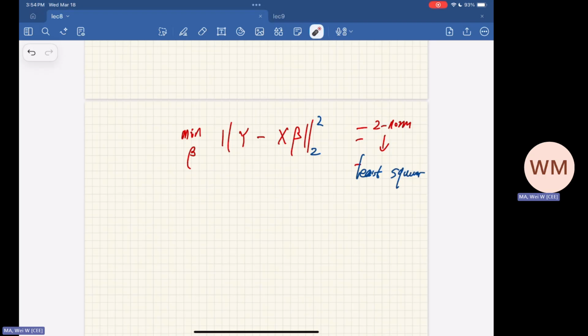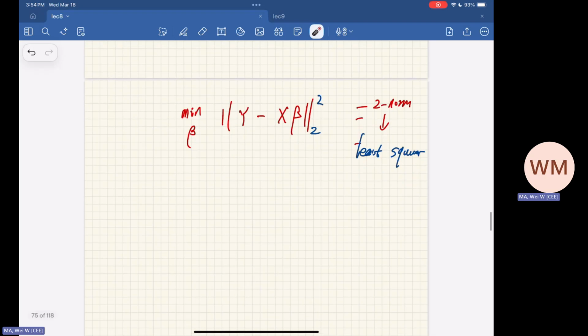Every piece of writing has a meaning. This is rigorous mathematics, so if you're writing something, please make sure that you know what it means. Here we put the square because we want to take the derivative easily. This is actually a vector minus a vector, so it's still a vector, right?